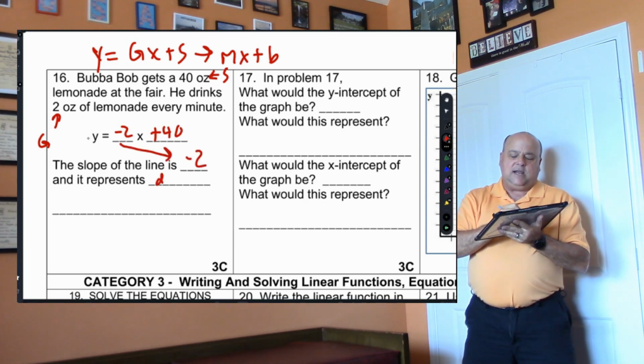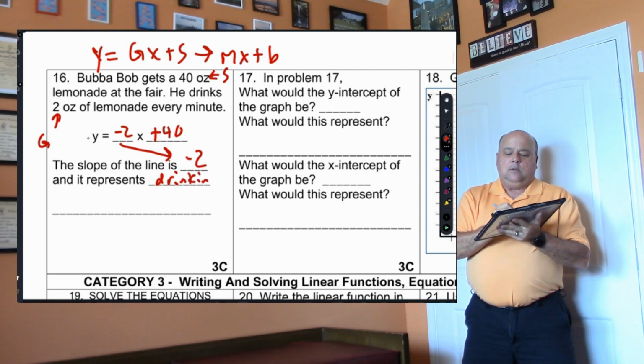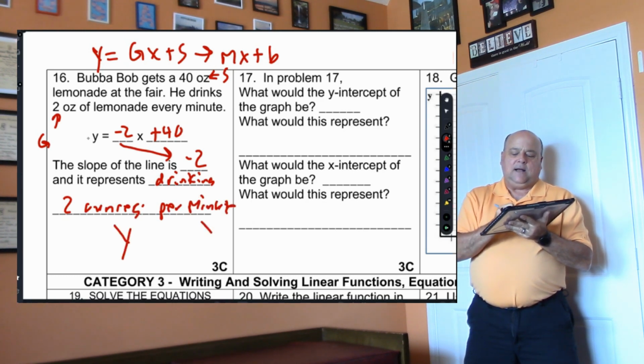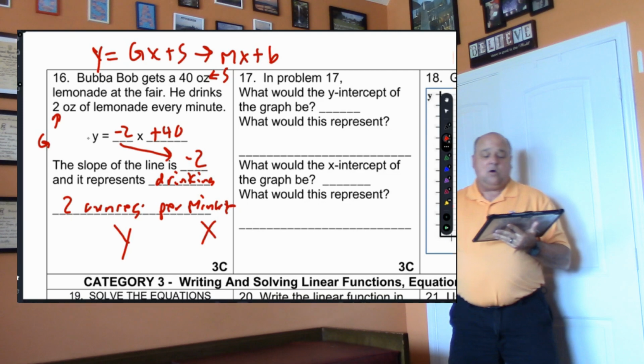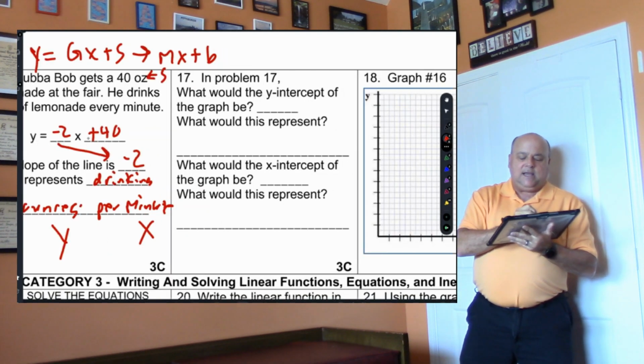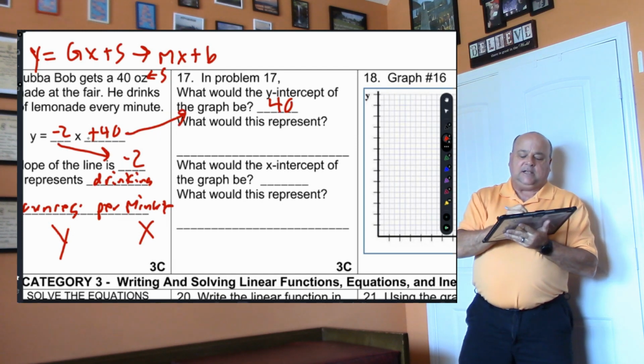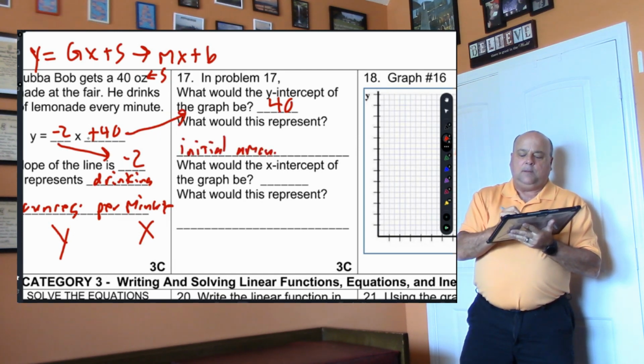And he's drinking 2 ounces per minute. This is my y, this is my x. So the y-intercept is your starting number. It's 40. On the STAR test, they're going to say it's the initial amount. So the initial amount of lemonade.